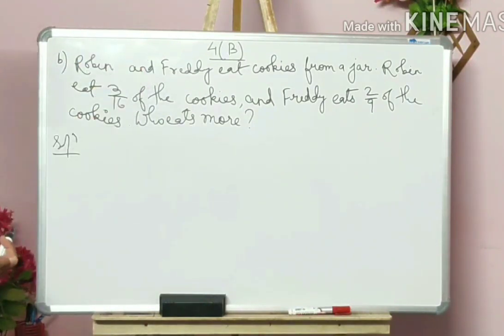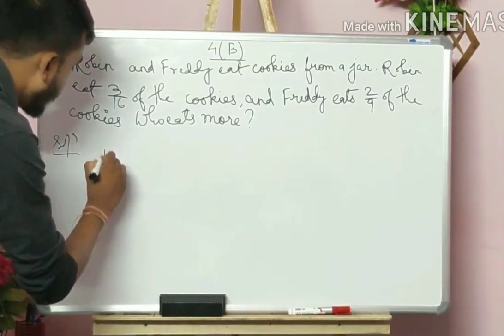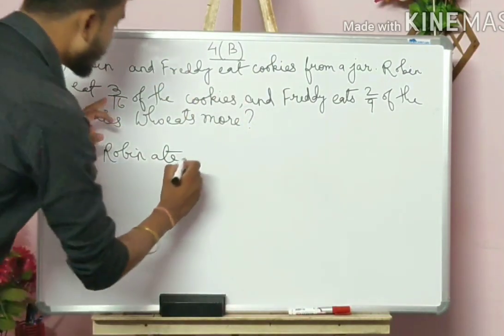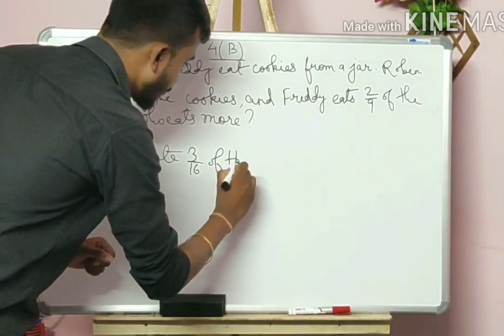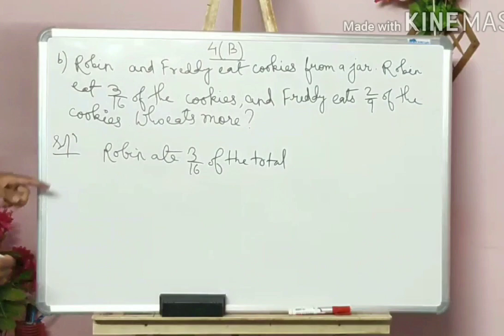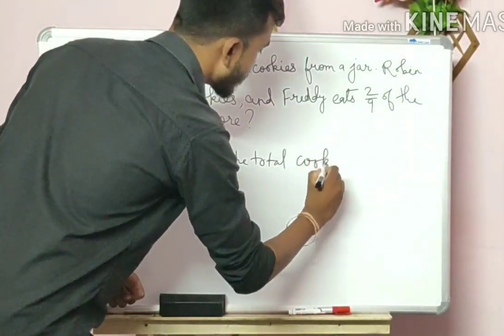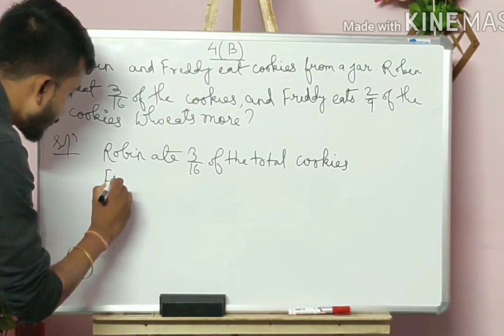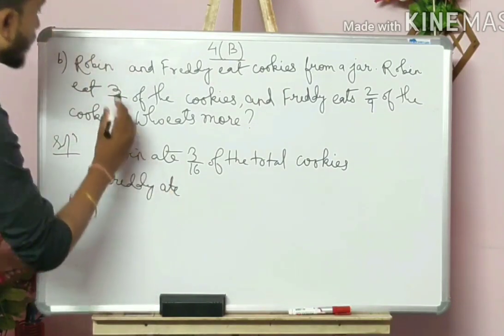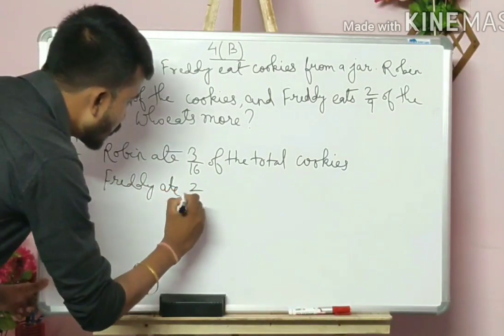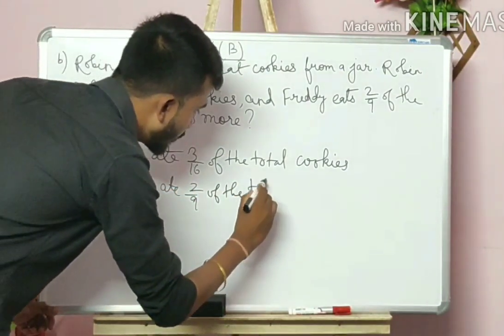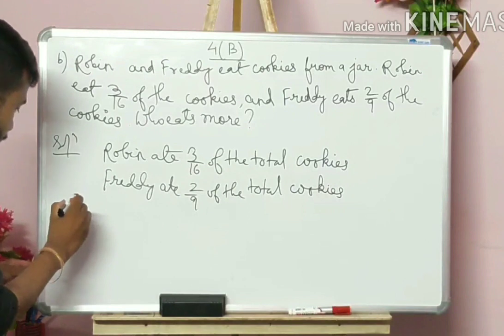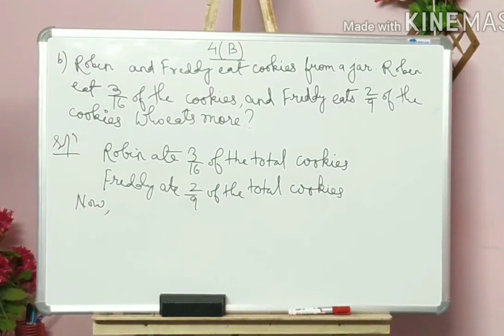Because of this word problem, just write a little bit. Robin ate 3 by 16 of the total cookies. You can write total cookies. Again you write the next name, Freddie. Freddie ate 2 by 9 of the total cookies. I have written it here. Now what you have to do? Just compare it. So now who eats more?